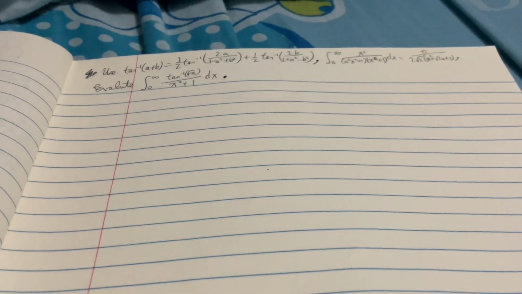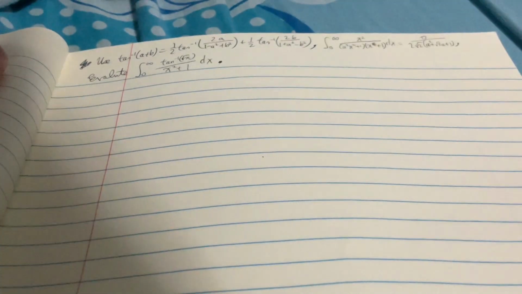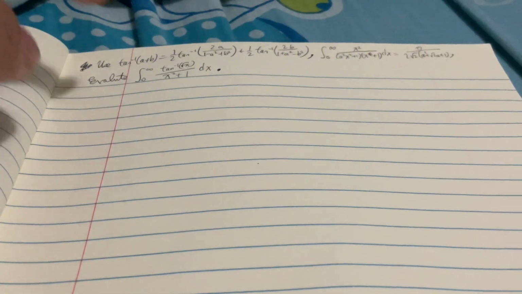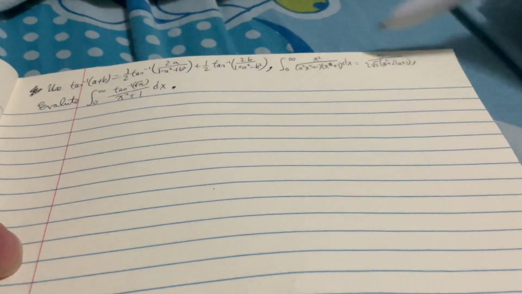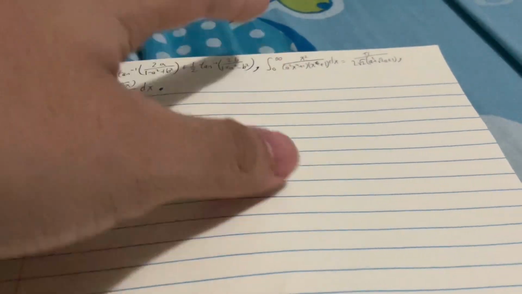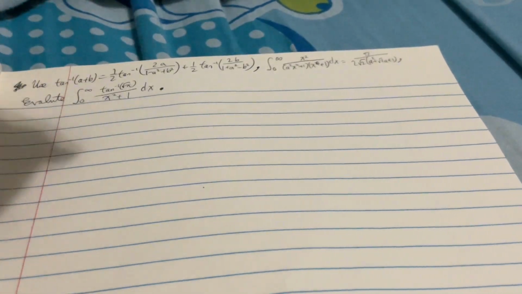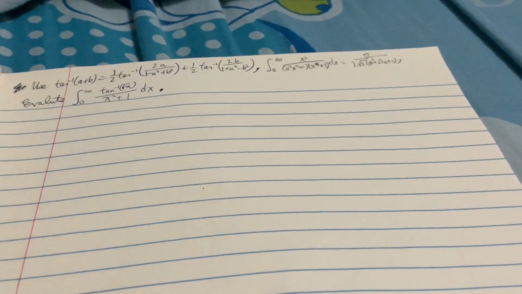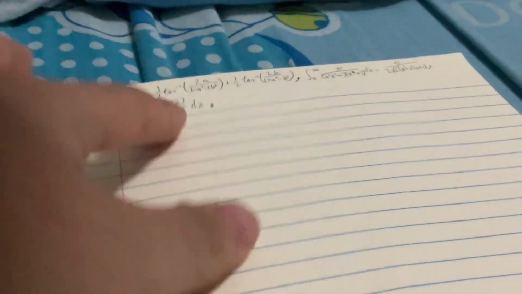Hello guys, today we are going to do this integral question and evaluate the integral from 0 to infinity of inverse tangent of square root of x divided by x squared plus 1. And we are going to use two formulas. One is arctan a plus b is equal to this thing, and then the integral of this thing is equal to pi over 2 times root 2 times a squared plus root 2a plus 1. So here, how can we start though?